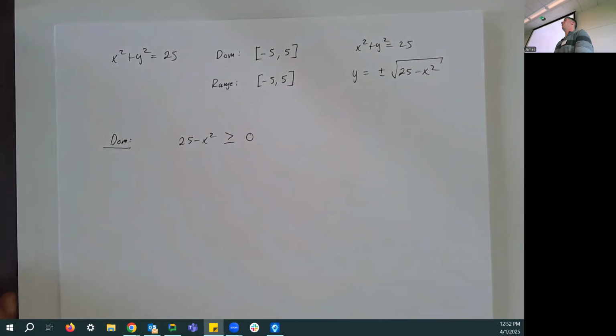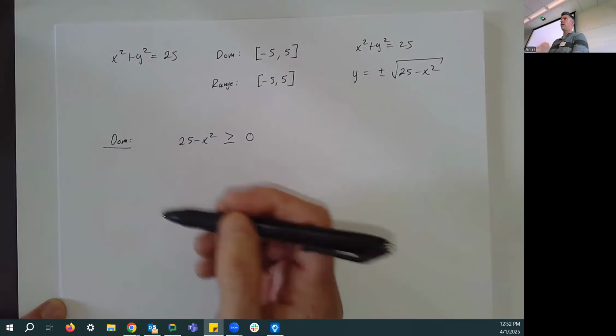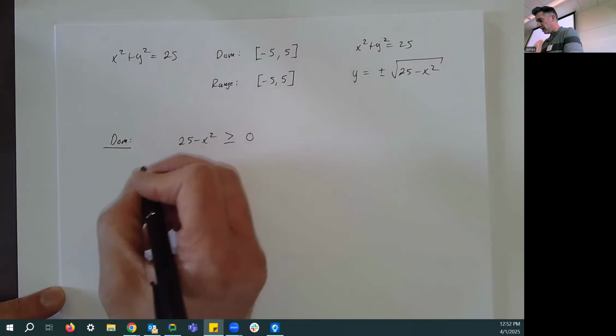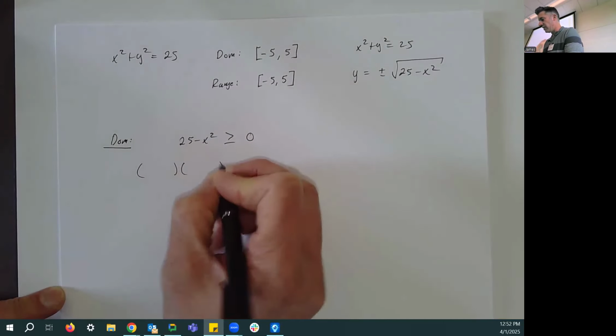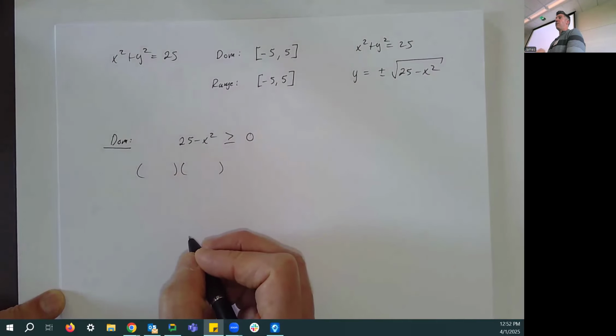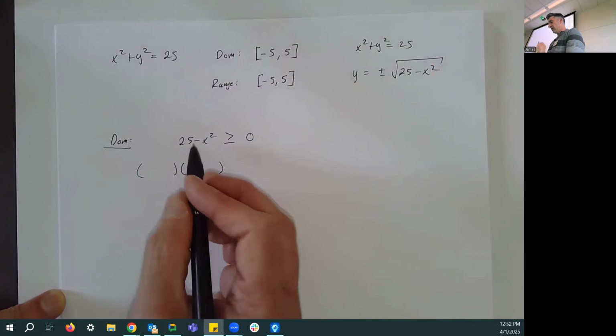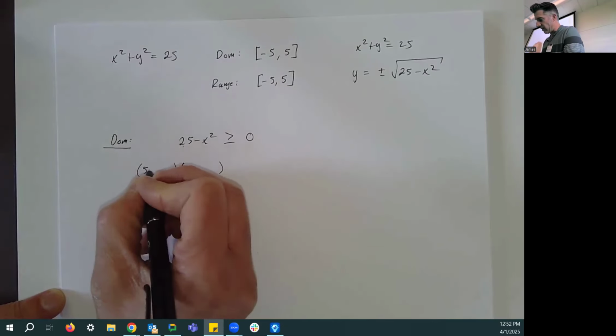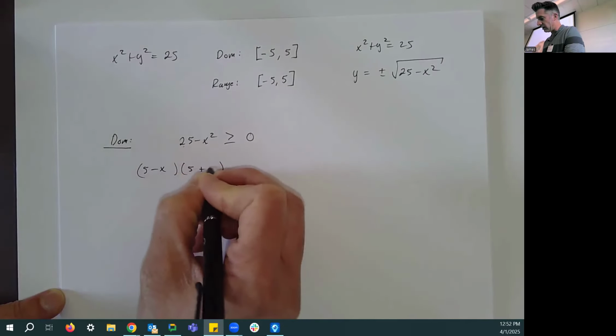Even though we could probably solve this in an easier way, when I'm solving something like this, I highly recommend factoring. Factoring is the safest way to do it. You could probably do some square root stuff, but I'm going to show you the way I would do it, which is factoring this. When we factor this, we have to be extra careful. The 5 comes first, so this is the difference of squares. It's 5 squared minus x squared, and it factors as 5 minus x times 5 plus x.